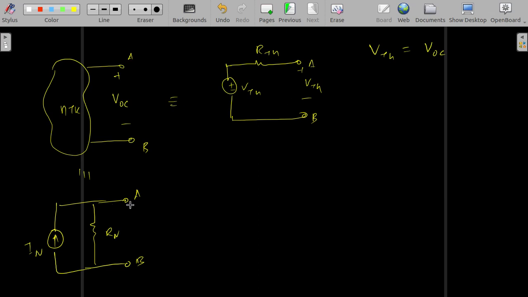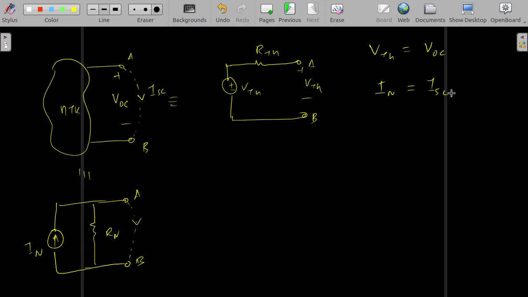Now coming here, suppose we short circuit this, and we measure the current flowing through this terminal. What will it be? Because this is short circuited, it will bypass RN and the whole IN will flow through this. So the same thing should happen here also. That is, if we short this here, some current will flow through here. Let's call it I short circuit. That should be equivalent to IN. That is how we find out IN. That is, I Norton is equal to I short circuit.